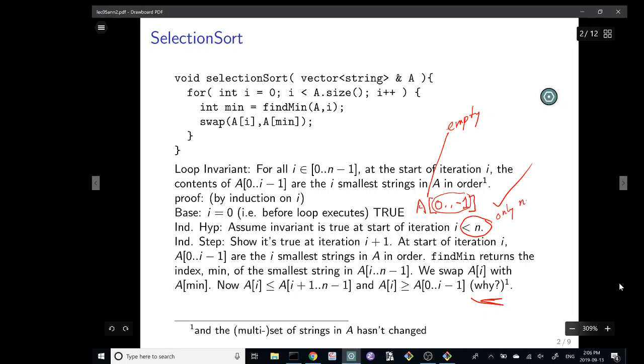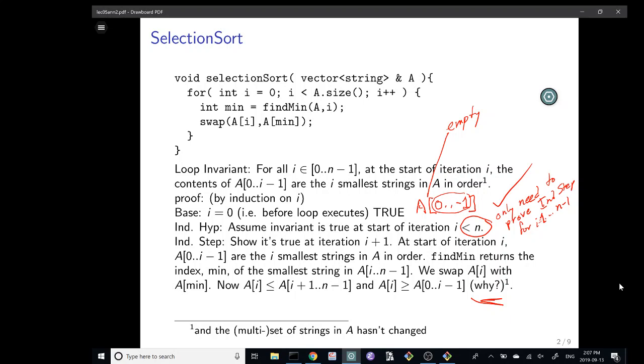Only need to prove the inductive step for I equals 1 up to n minus 1. It doesn't have to be proved for n because we don't need to take a step when we're at n. It's the end. Okay, so anyway, we know what it's going to say.